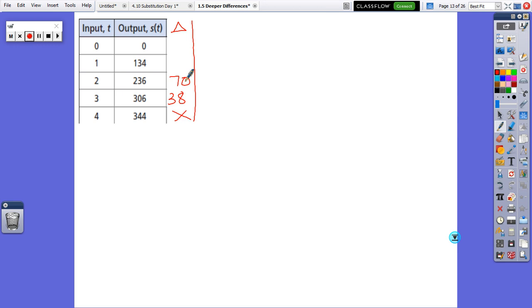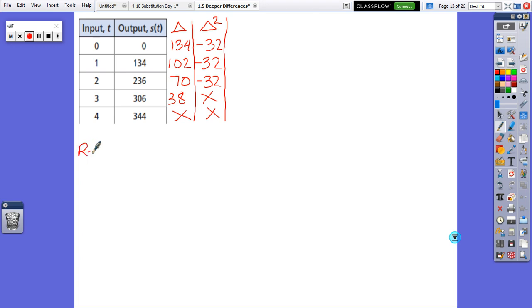236 minus 134 is 102. And 134 minus 0 is 134. So we can see that this is not a linear function because the delta isn't constant yet. So we're going to go to our second delta, and we're going to work our way up. So 38 minus 70 is negative 32. 70 minus 102 is negative 32. 102 minus 34 is negative 32.